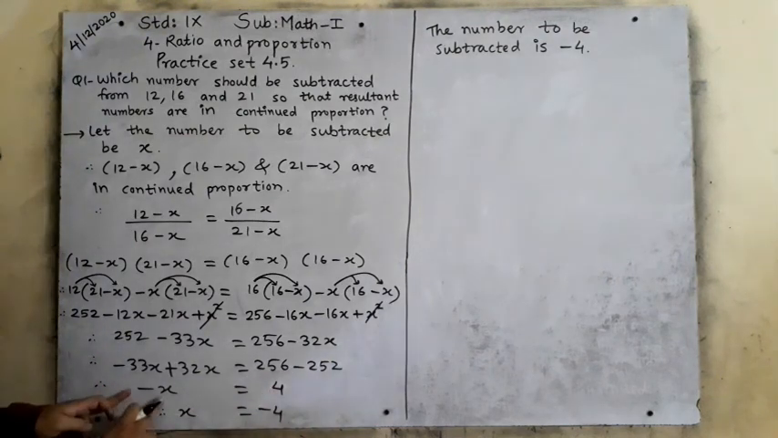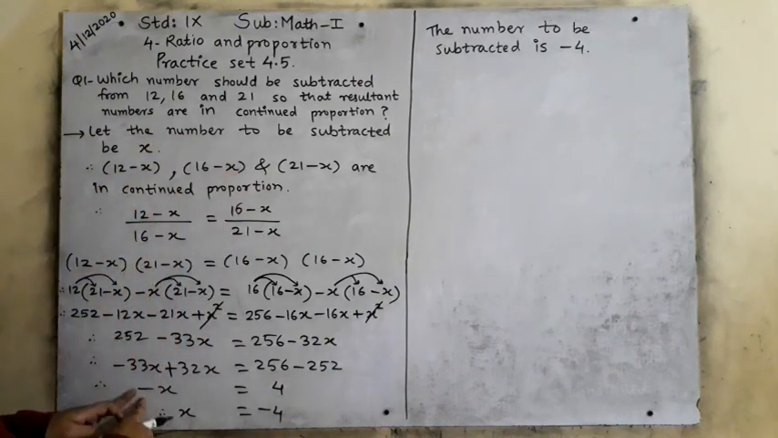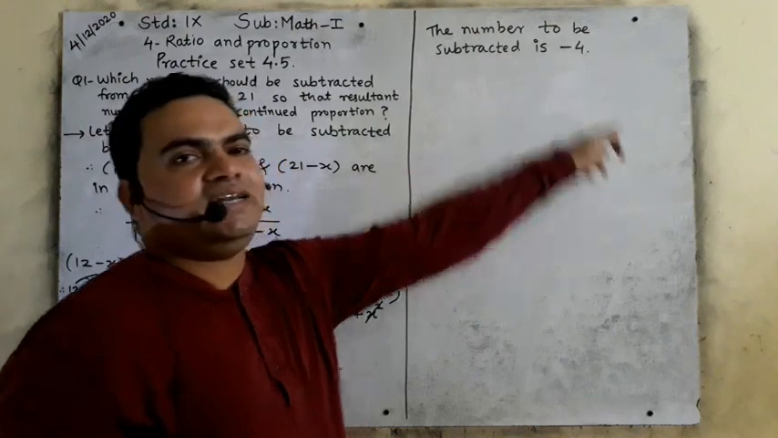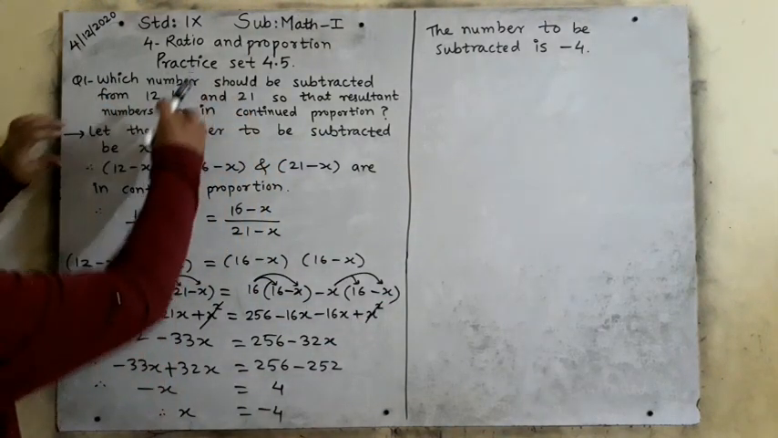Do you want minus x or you want only x? We want only x. So this minus will go to the right hand side. So x, therefore x is equals to minus 4. So the number to be subtracted is minus 4. Okay, you got the answer here. I hope you understood.